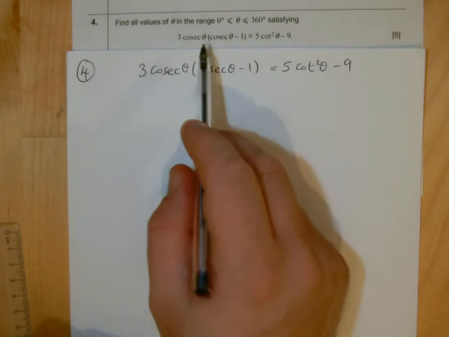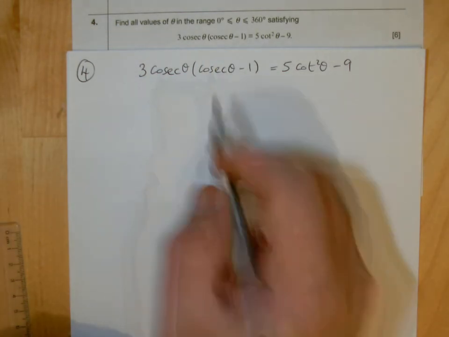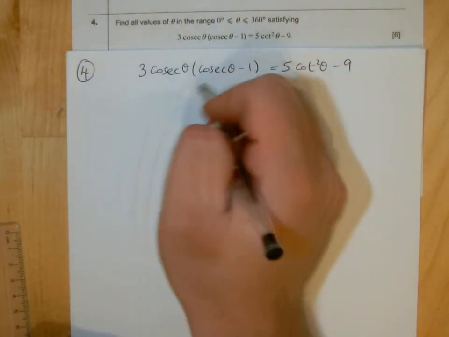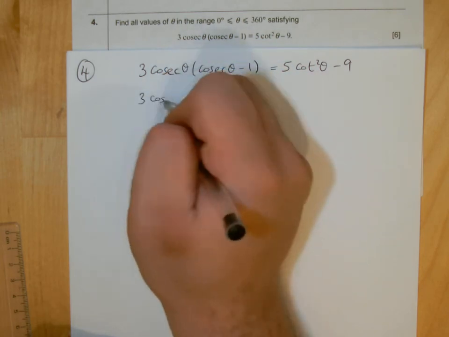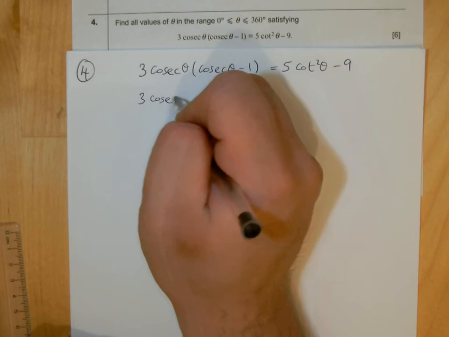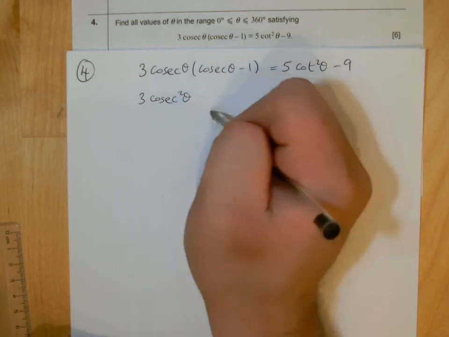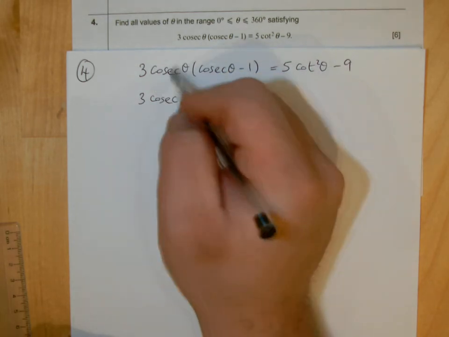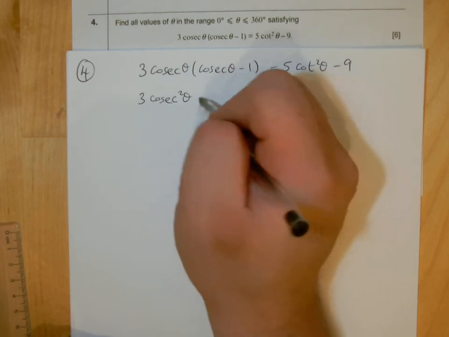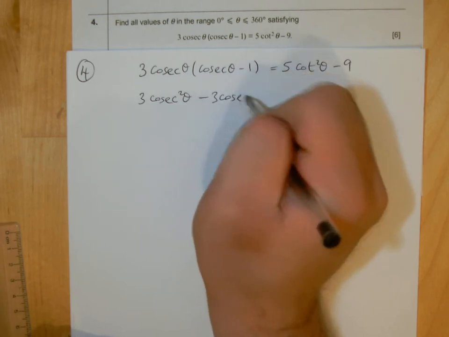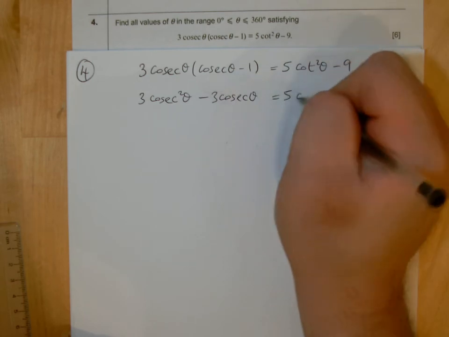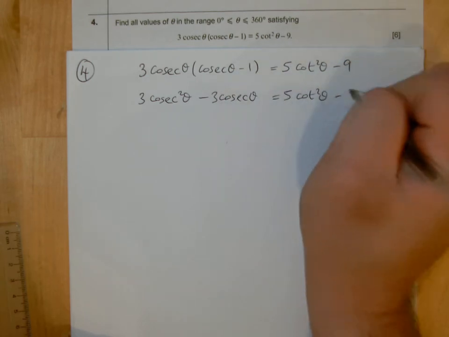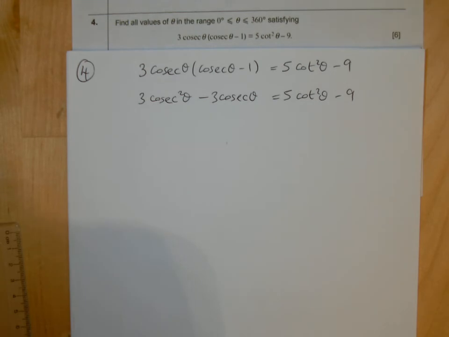Okay, so with this equation here, we need to do a little bit of work first to make this look a bit easier for us. So we're going to expand this bracket here. We've got 3 cosec theta times cosec theta, so that'll be 3 cosec squared theta. And then 3 cosec theta times minus 1, so that's minus 3 cosec theta. Okay, just by expanding that bracket. And that's it, you can't simplify it any further.